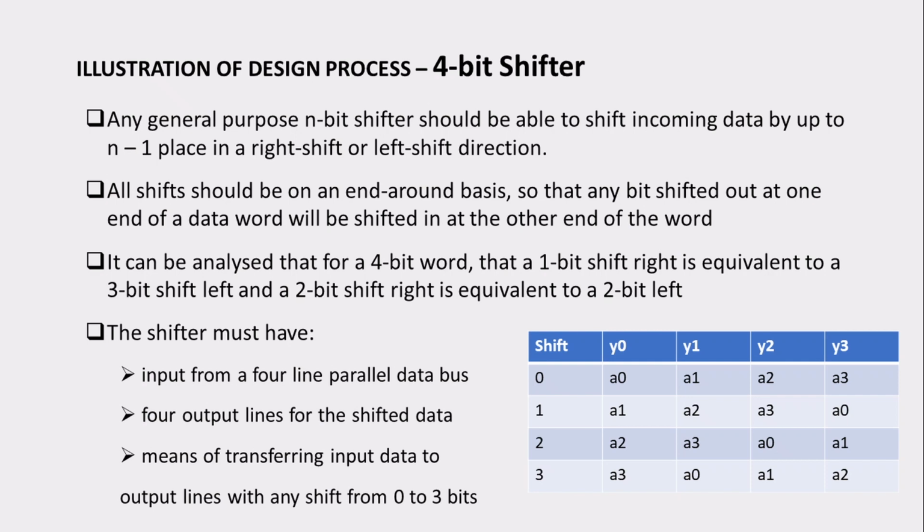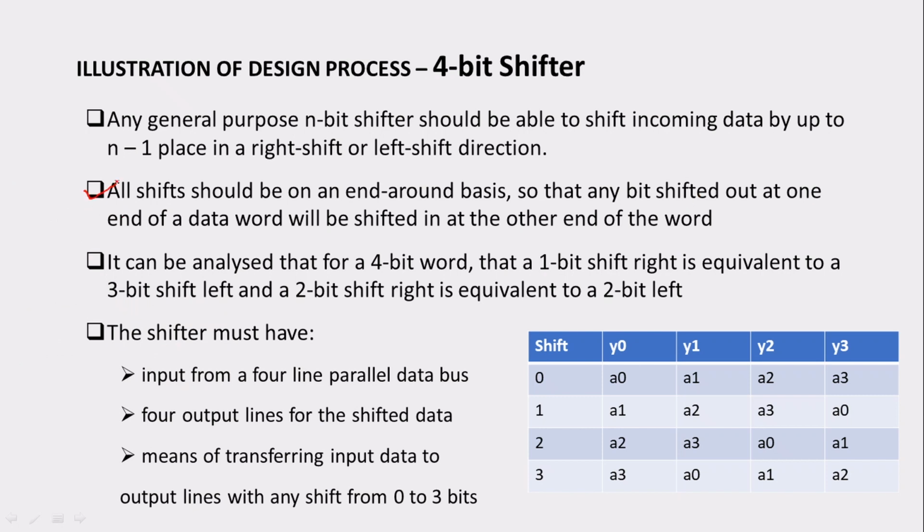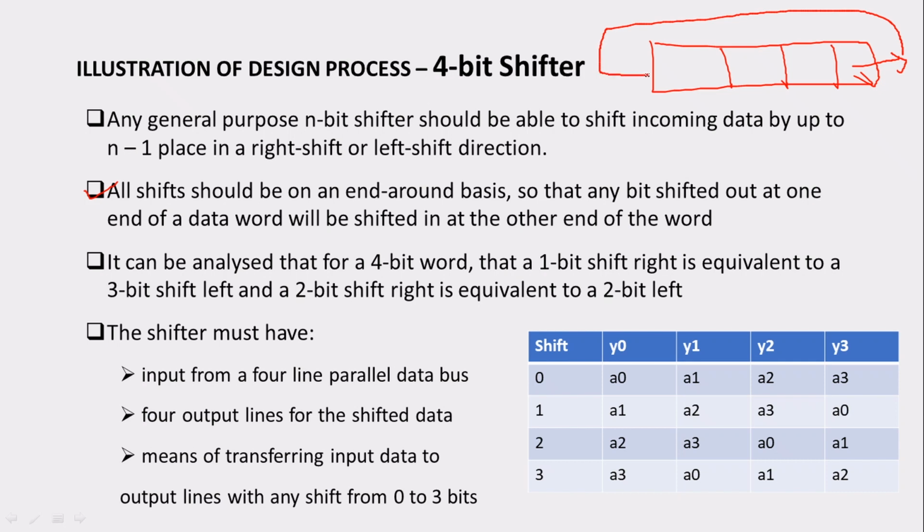Let us assume that any bit shifted out at any one end of the data word will be shifted in at the other end of the word. That means, let me take a register which is 4 bits of data. If I'm doing a right shift, this bit will be coming out, and whatever is coming out will be sent as an input to my higher bit.